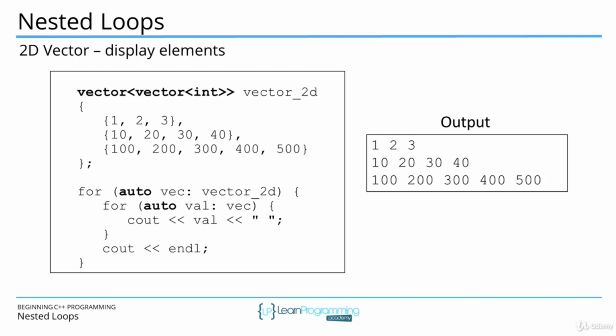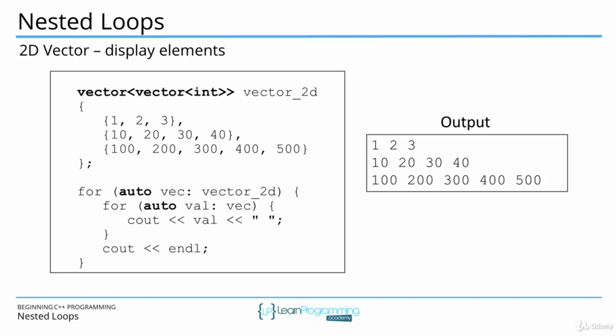The first vector has 3 integers, 1, 2, 3. The second vector has 4 integers, 10, 20, 30, 40. The third vector has 5 integers, 100, 200, 300, 400, and 500. If we wanted to display the contents of vector 2D, we could do it easily with nested range-based for loops.